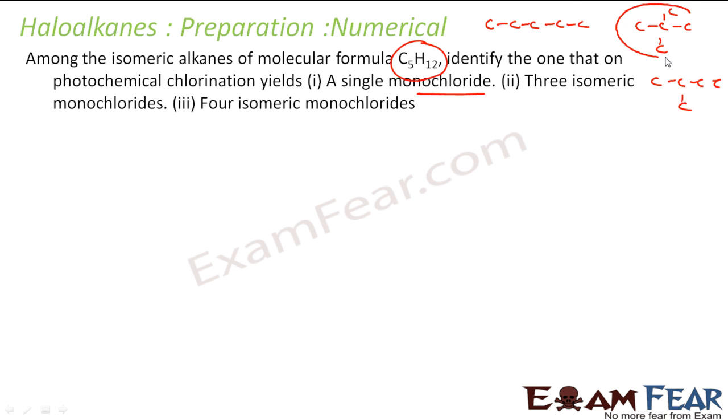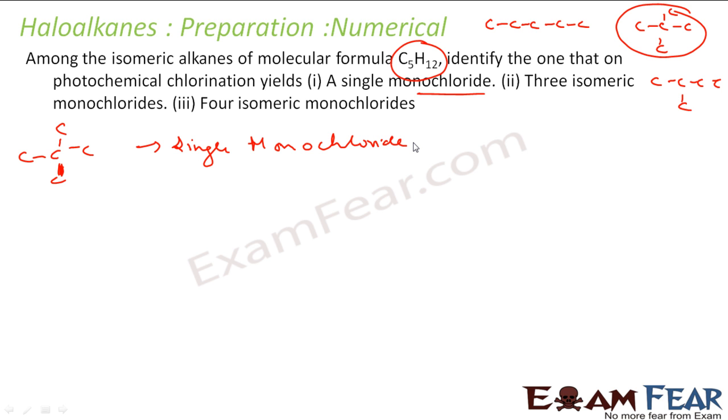This looks very symmetrical. In this, if I add chlorine and the chlorine replaces only one hydrogen, what are the possible products? Only one, because it has 4 methyl groups attached. You can replace any of these hydrogens with chlorine and it gives only one product. So in this case, this yields only one product. So the single monochloride is nothing but this one.